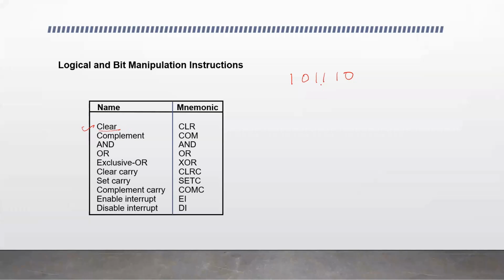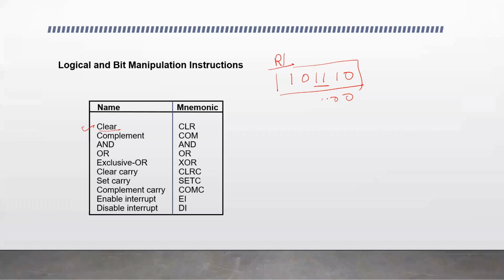It is used to clear the selected bits. Suppose we want to clear these two bits. Clearing means setting the values of the bits as 0. If suppose this is register R1 and it has this value, clearing the register means setting all the bits as 0.